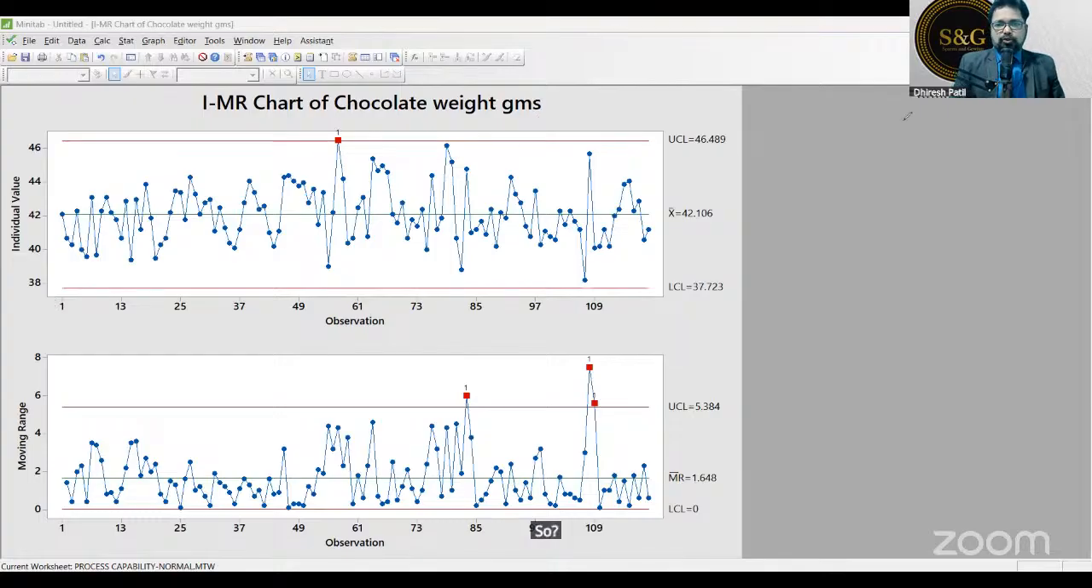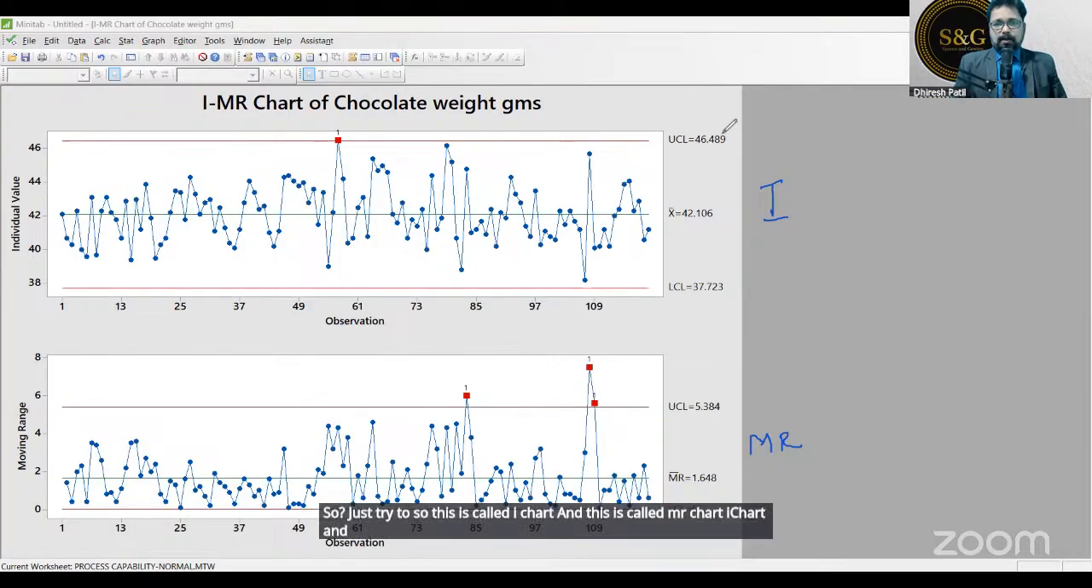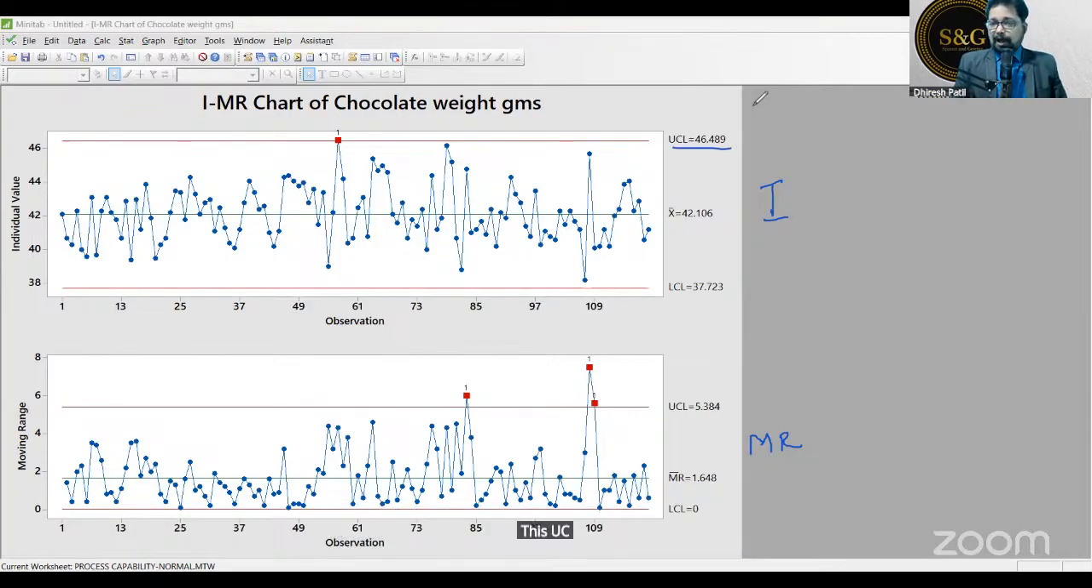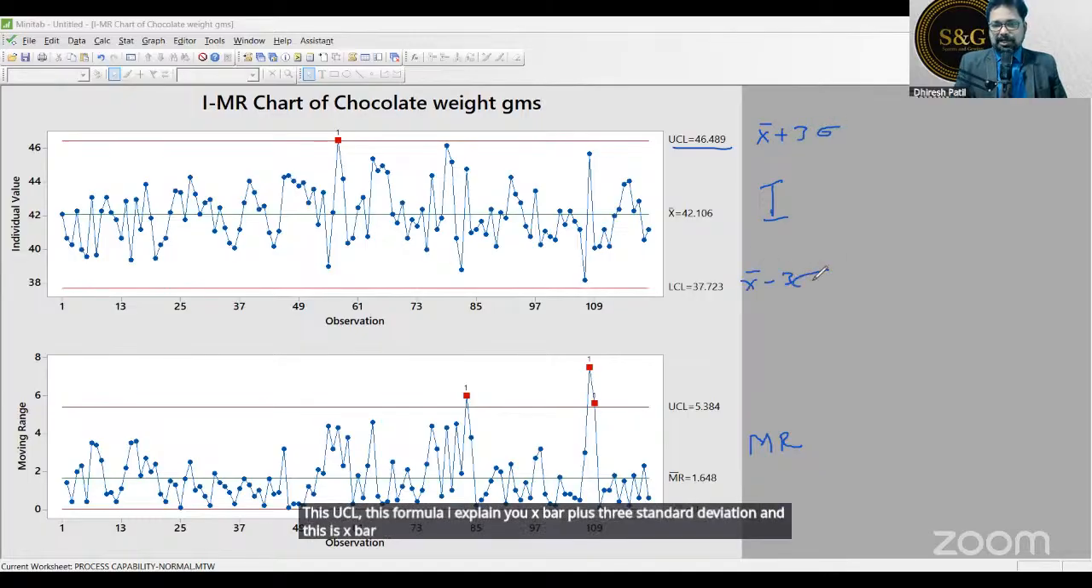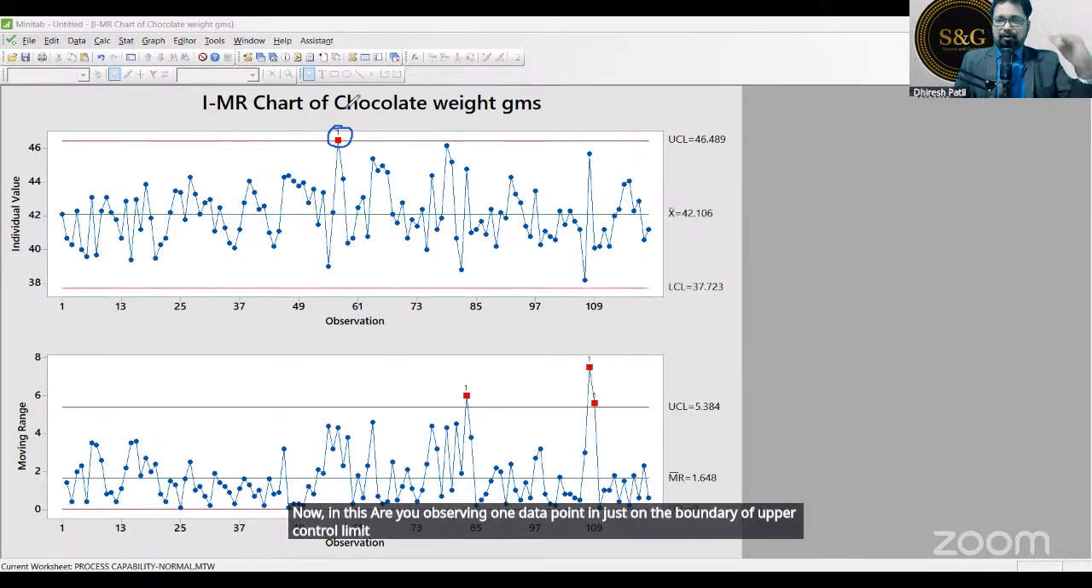So this is called I chart and this is called MR chart. I chart and MR chart. Now, this UCL, this formula I had explained to you, X bar plus 3 standard deviation, and this is X bar minus 3 standard deviation. Okay, so this catches the upper control and lower control. Now, in this, are you observing one data point is just on the boundary of the upper control limit? On the boundary of UCL, right?